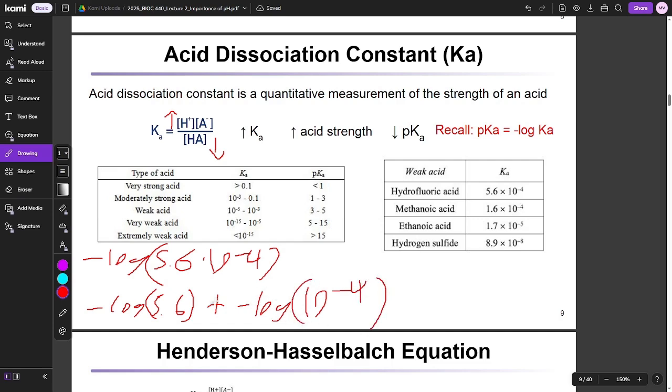And then if we solve this, like I said, negative log of 5.6 is about negative 0.7. So it'd be negative 0.7 plus negative log of 10 to the negative fourth. The log of 10 to the negative fourth is negative 4, times negative 1 is just 4. So 0.7 plus 4 is 3.3-ish. So it's around 3.3. That's probably what the answer is.